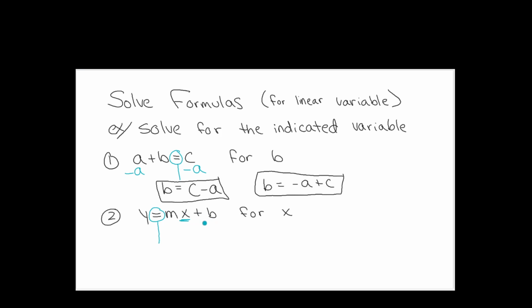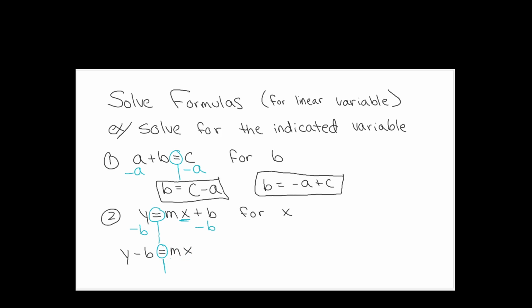So simplification's done. There's only one x here. We got this plus b going on. Don't really like it, so I'm going to subtract it. And what I do to one side, I got to do to the other side. Now, y minus b, I don't know anything about that. Let's just leave it as is. And I have mx. X is still not by itself. So I have to manipulate this equation one more time.